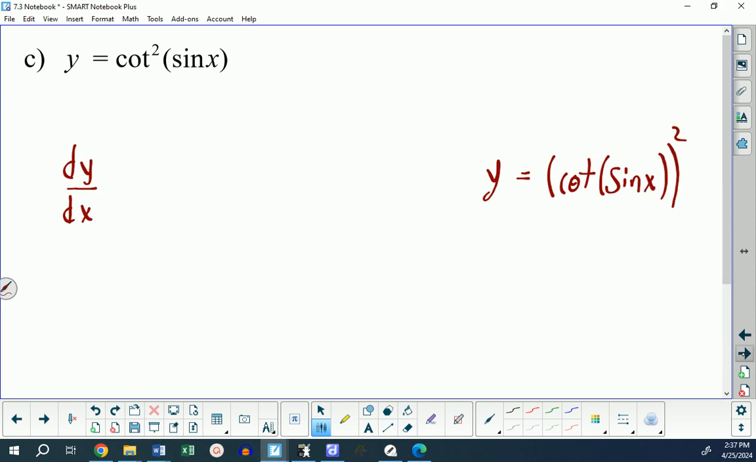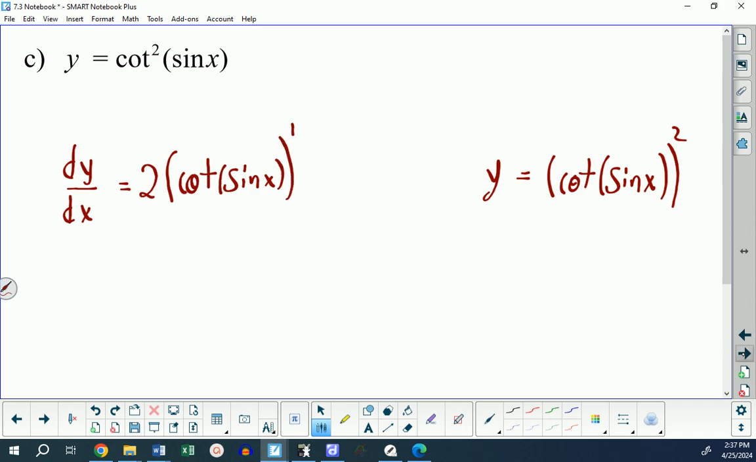But that's what it means. And what's in brackets is not a product. What's in brackets here is not cotangent of x times sine of x. There's no x after the cotan. It's just cotangent of sine of x. So I wrap that 2 around the base or argument of the power, which stays the same.